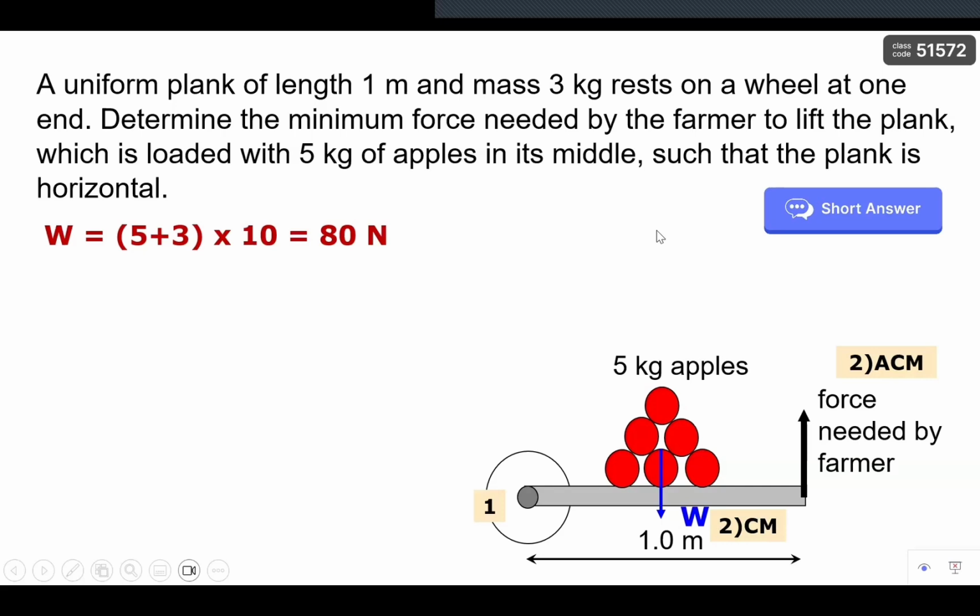Then after that, I think of my perpendicular distance. Since it is midway, my perpendicular distance for W to the pivot will be 0.5 meters. And for this force by the farmer, it will be 1 meter to the pivot. So this is my perpendicular distance. Step number 4, I'm going to apply my principle of moments.